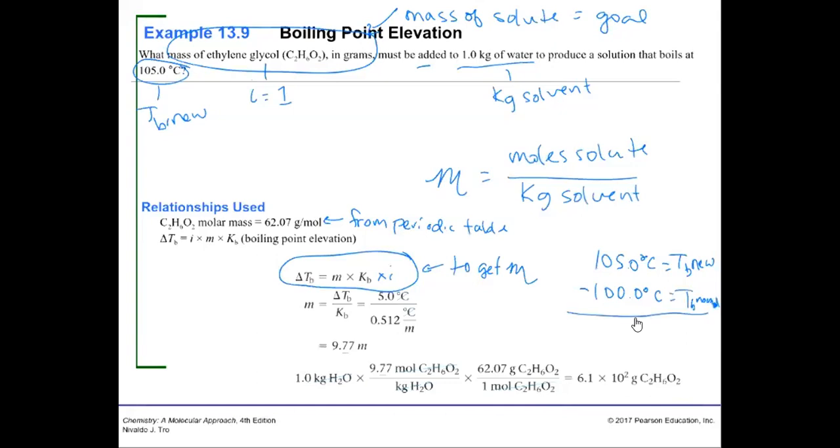So that's how they found 5.0 degrees Celsius is our delta TB. That's how they found that, they plugged in here. And they divided it, the KB would be a constant that they looked up. So here they found the molality. That italic M is molality. Then they used the molality as a conversion factor because we know the mass of the solvent. So we use that to find the moles of the solute, and then we use the molar mass to convert our moles of solute into mass of solute, which is our goal unit.